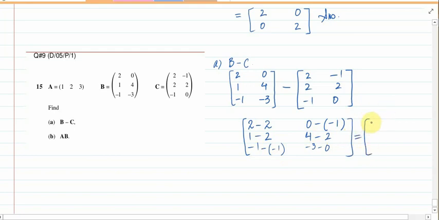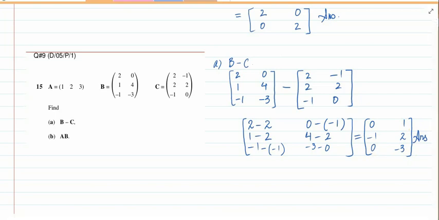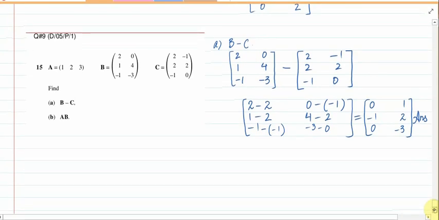2 minus 2, 0. 0 minus minus means plus 1. 1 minus 2, minus 1. 4 minus 2, 2, minus 1 plus 1, 0, minus 3 minus 0, minus 3, that is your answer. Right? Such type of question has a weightage of 2 marks in your CAIs, and if there is one error in your entire question, it will be a deduction of 1 mark. There is no concept of 0.5 marks in CAIs.